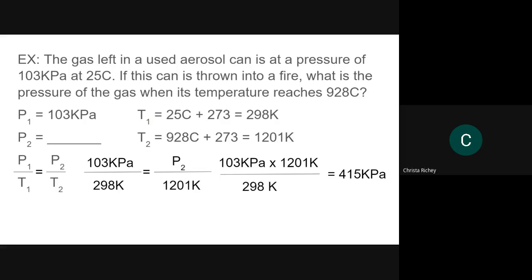Gay-Lussac's law answer. The second one is supposed to be 0.33, not 0.31. I just caught it. I used the wrong number in here.